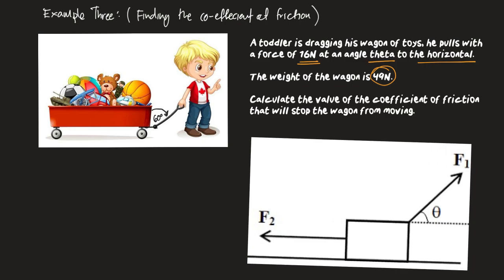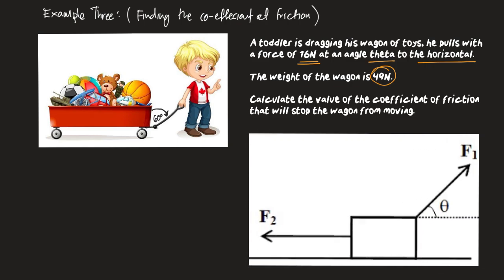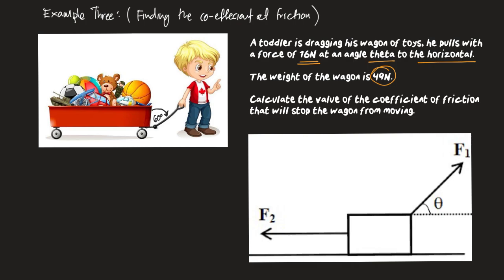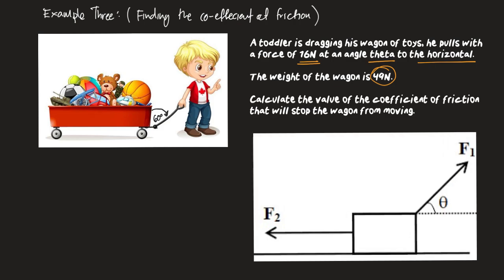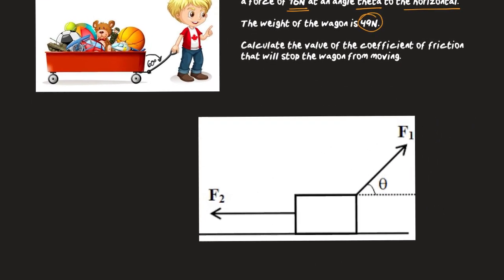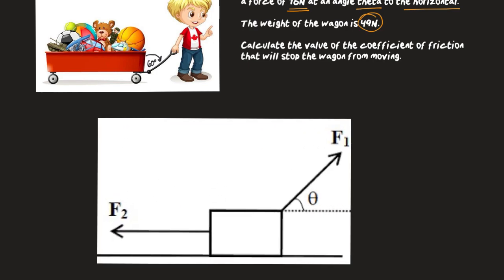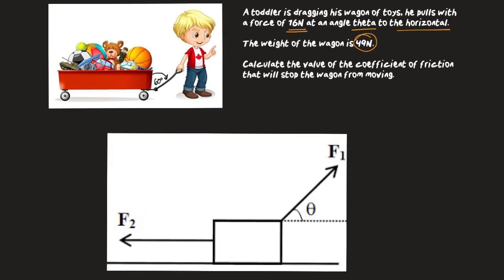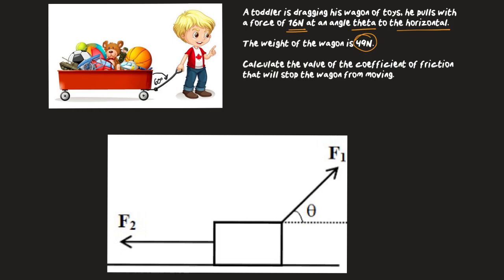Right, so when we look at our little setup here, we need to sort out our information. I'm just going to move up a bit here and just work underneath here. You can have a look at my diagram. I know here that the toddler is pulling with F1, which is 16 newtons. So that's sorted out. It says a theta to the horizontal.